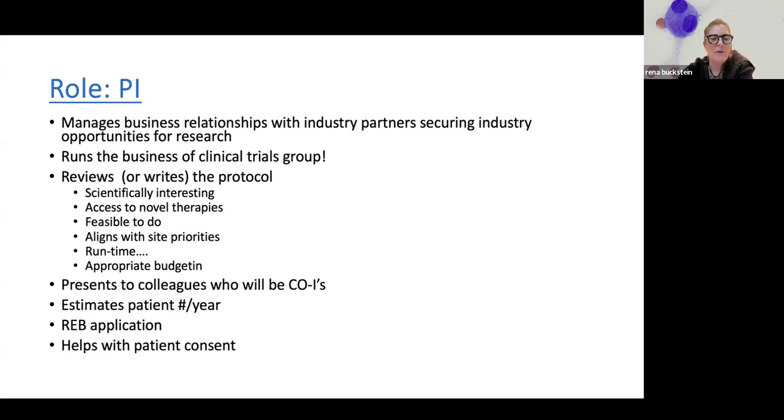And that's a tough thing for a hematologist that has no business training, no experience reading a financial statement, forecasting, and so forth. And so that's a challenge, and you kind of learn as you go. And I'm still learning. The PI is responsible for either reviewing the protocol that's provided by the CTTG or pharma, or writing the protocol, conceiving of the research idea and writing the protocol. It needs to be, of course, scientifically interesting to you and your group.